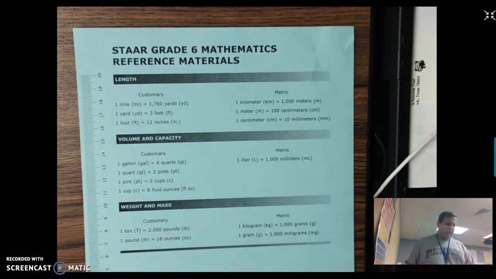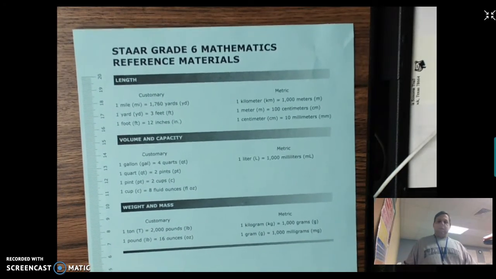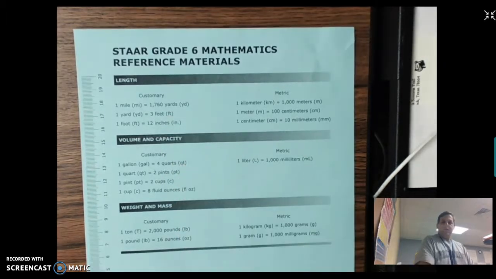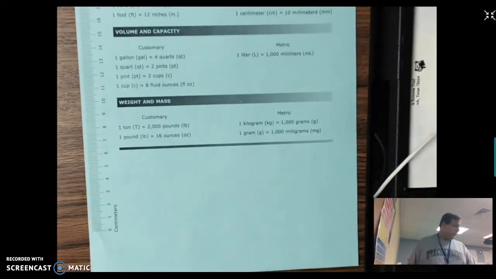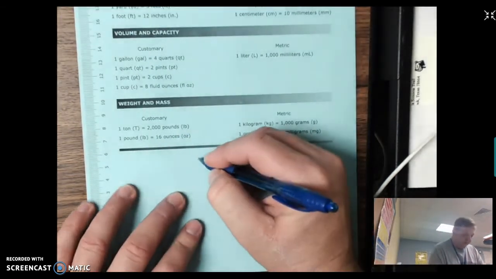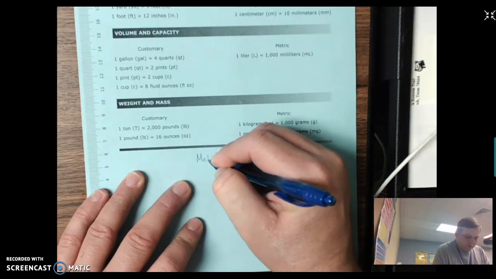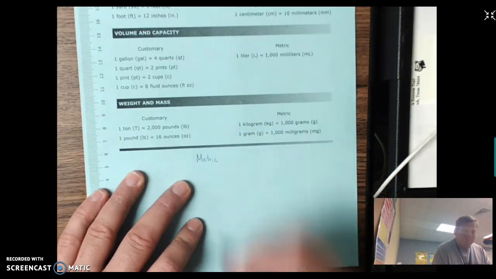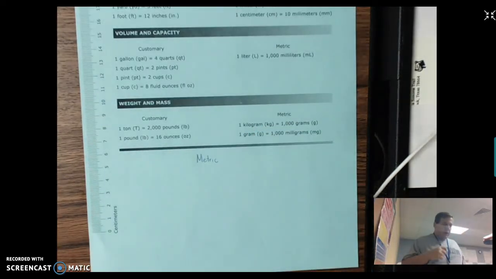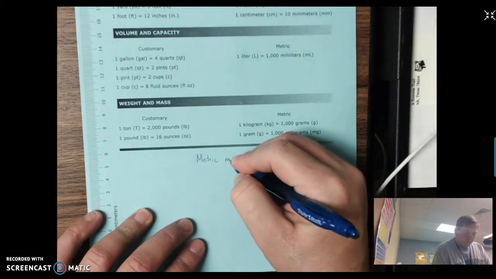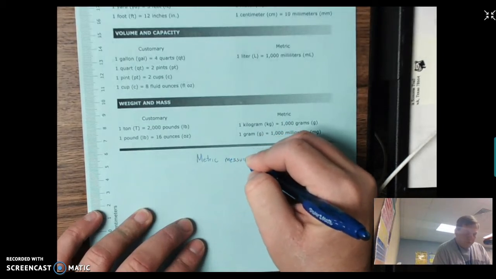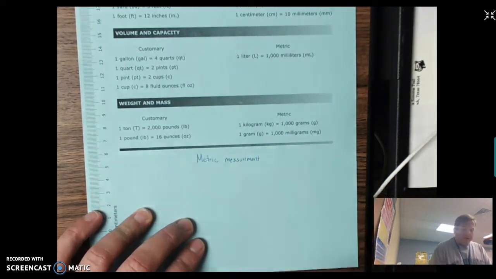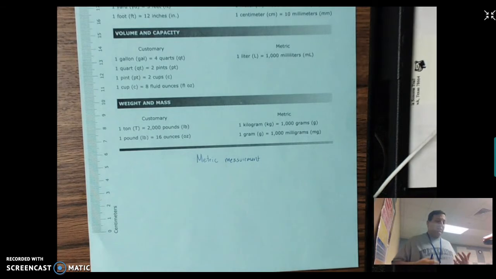I'm going to make an addition to the bottom of this one. We've already been over this material, so we know how to use it. But we're going to make an addition down here. We're going to add some stuff and put metric measurement system. Okay? So we can add measurement if you want to. The metric measurement conversions are really, really nice.